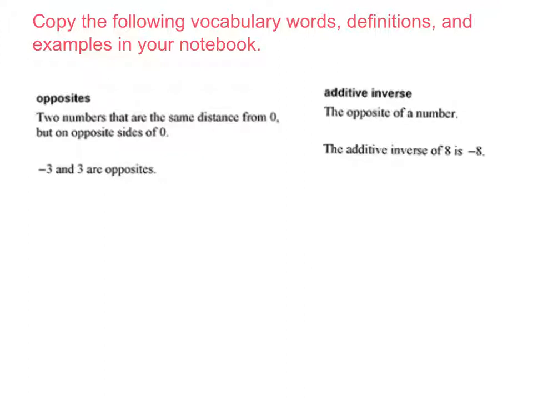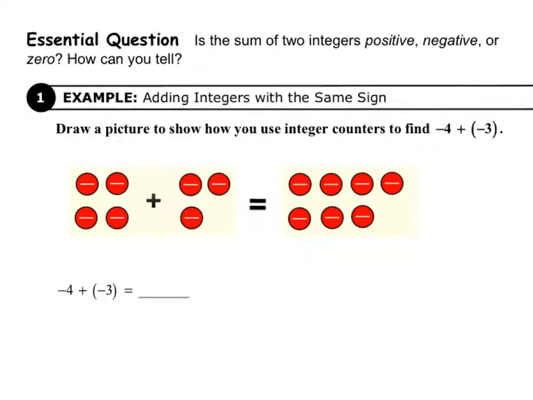Additive inverse is your other vocabulary word, and that means the opposite of a number. So the additive inverse of 8 is -8. Be sure you copy everything exactly as it appears on the screen, and be sure you include the example in your notebook. Today we'll be working on page 7 in your record and practice journal.